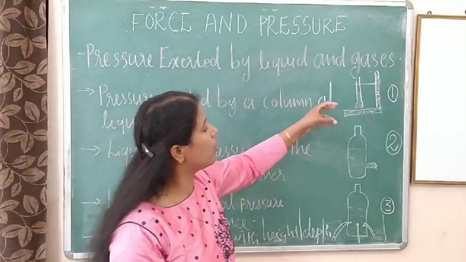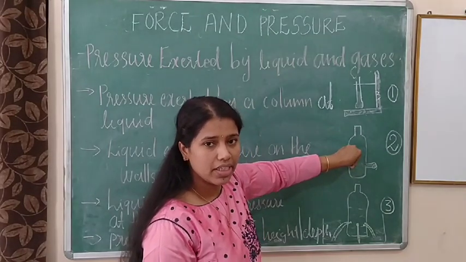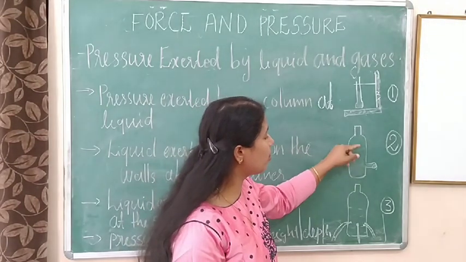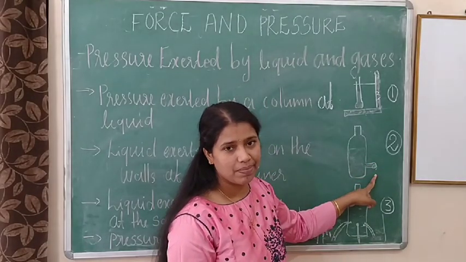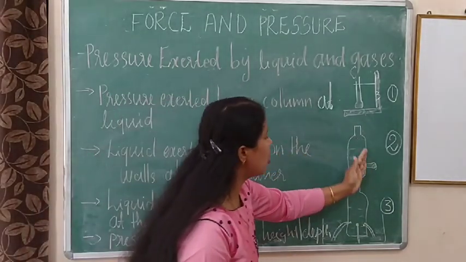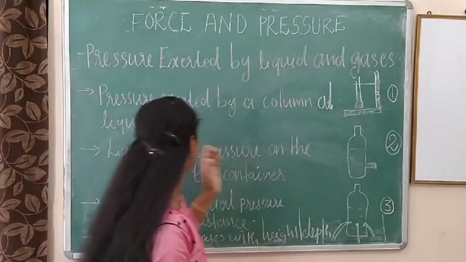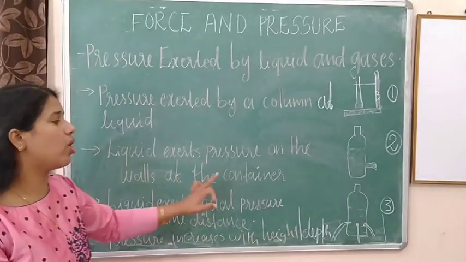Then we pour water again. Add water. Then what happened? Due to this pressure, this side it will bulge again. They are telling that only this one side is connected, and the liquid exerted pressure on the walls of the container.